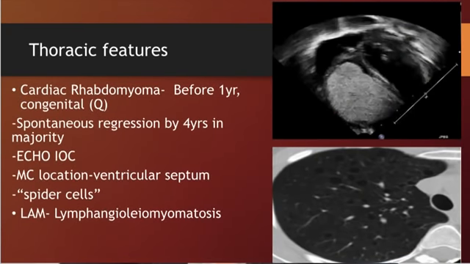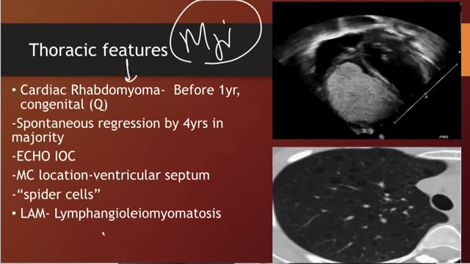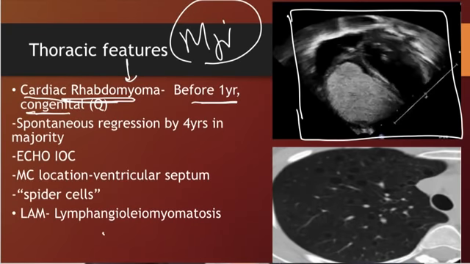Moving on to the 2 thoracic manifestations. As I've already told you, both of these are major features. The first is cardiac rhabdomyoma. So cardiac rhabdomyoma is a pediatric tumor. It will typically occur before 1 year of age, and in many cases it is a congenital tumor which can be diagnosed on antenatal scans. This is what it appears like on an ultrasound. So this is an ultrasound image of the heart. Here we can see that there is this bright or hyperechoic lesion which is located in the ventricle.